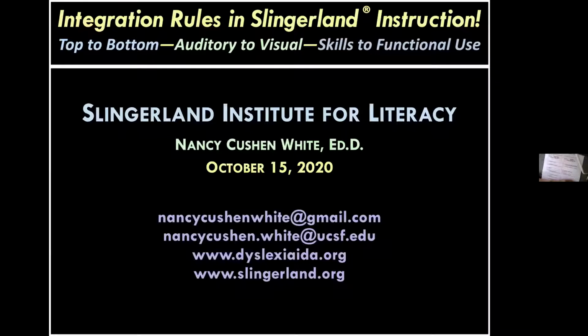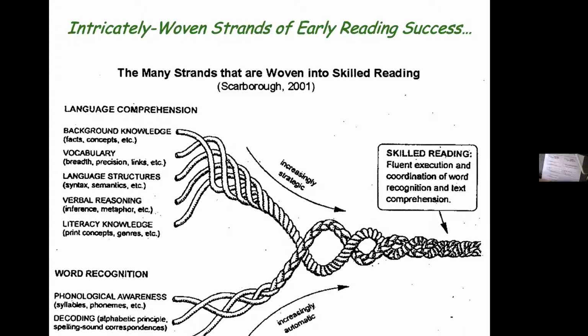Okay, so I think most of you are familiar with what we refer to as the reading rope, which integrates all of the parts of oral language and written language that contribute to the learning of literacy, as the Slingerland approach also does. And what I want to do here is briefly touch on the major characteristics of the Slingerland approach and how each one of those feeds into the integration part of the whole approach and helps to make it work.